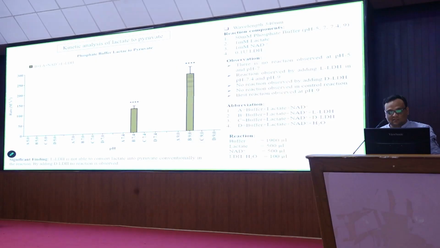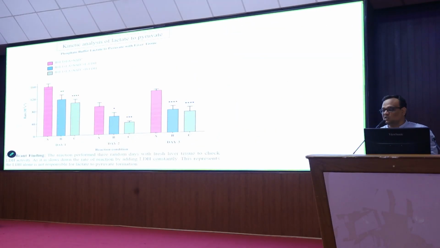Now, liver tissue lysate was taken, and NAD plus was added to check for NADH formation. La is lactic acid, LT is liver tissue lysate, B is buffer, and NAD plus was added, which means it should become NADH, right? If you add LLDH and DLDH, both of them are doing something amazing. They are messing up NADH formation. NADH formation is going down.